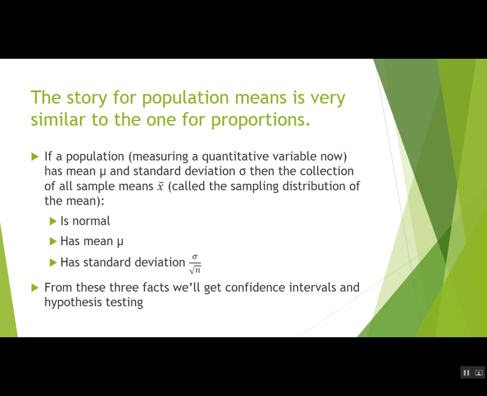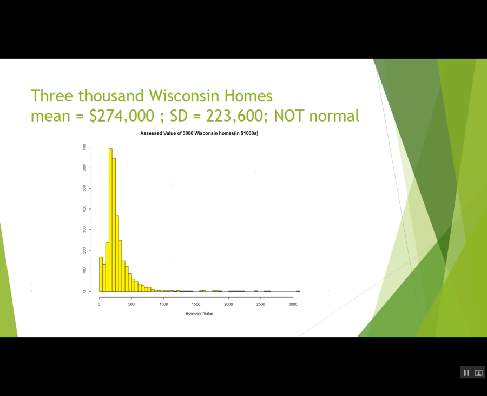If a population, now we're going to measure a quantitative variable, has mean mu and standard deviation sigma, then the collection of all the sample means, x bar, this collection is called the sampling distribution of the mean, is normal, even if the original population wasn't, has mean mu, and has standard deviation sigma over the square root of n. And there's a lot going on there, but from those three facts, we'll get confidence intervals and hypothesis testing.